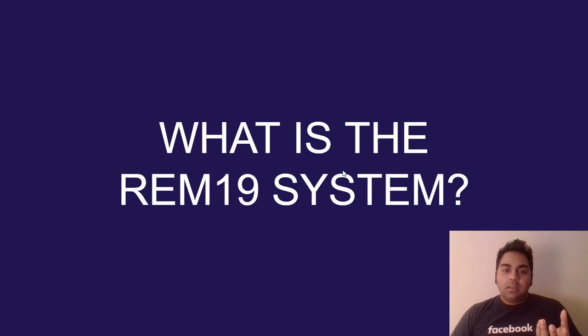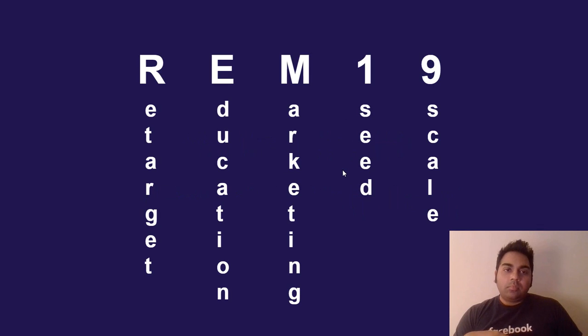So REM19 is a larger system that is comprised of smaller proven campaigns that we have worked on and added to build the system. REM19 is an acronym, and it stands for R, retarget, which are retargeting ads; E, education, which are the educational ads; M, marketing, which is our marketing system; 1, seed, which is the one seed or test campaign to test out our ideas and our strategies; and 9, scale, which are the 9 scaling campaigns. Once we have the test campaign working, we scale it up and compound our results.